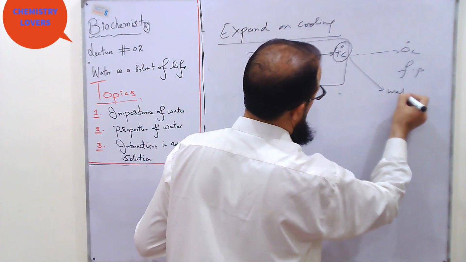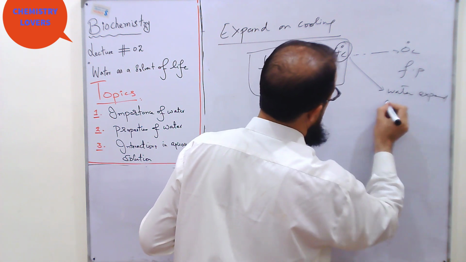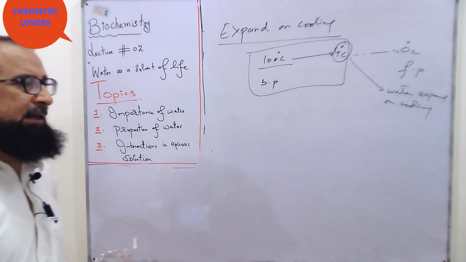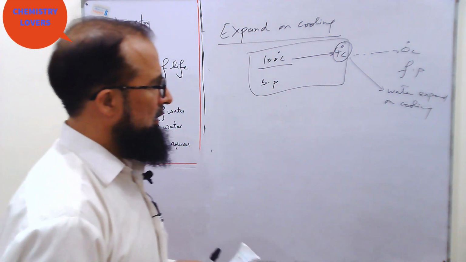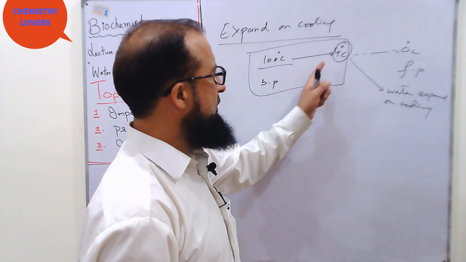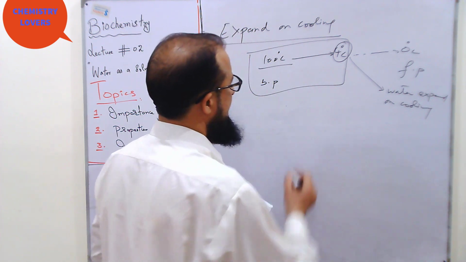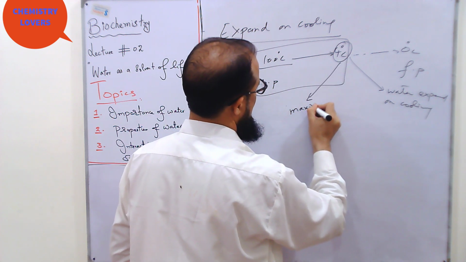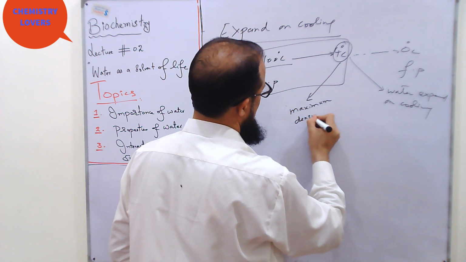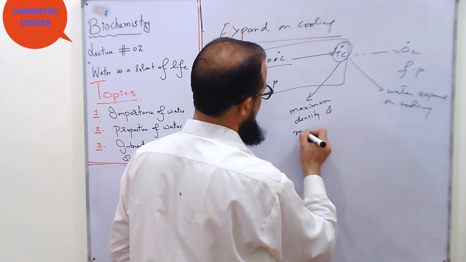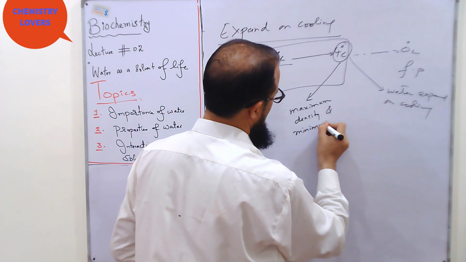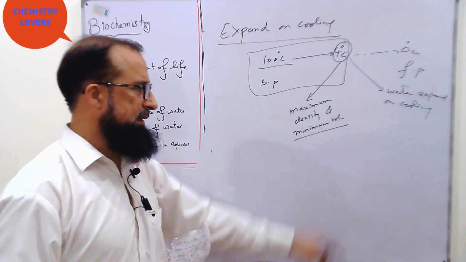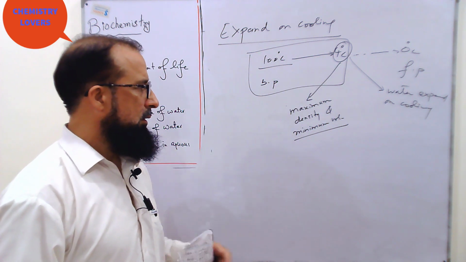So why does water expand on cooling below 4 degrees centigrade? Because of the increase in the strength of the hydrogen bonding. So hydrogen bonds become stronger as we go below 4 degrees centigrade. And at 4 degrees centigrade, we have maximum density and minimum volume. So water attains maximum density at 4 degrees centigrade and minimum volume at 4 degrees centigrade.